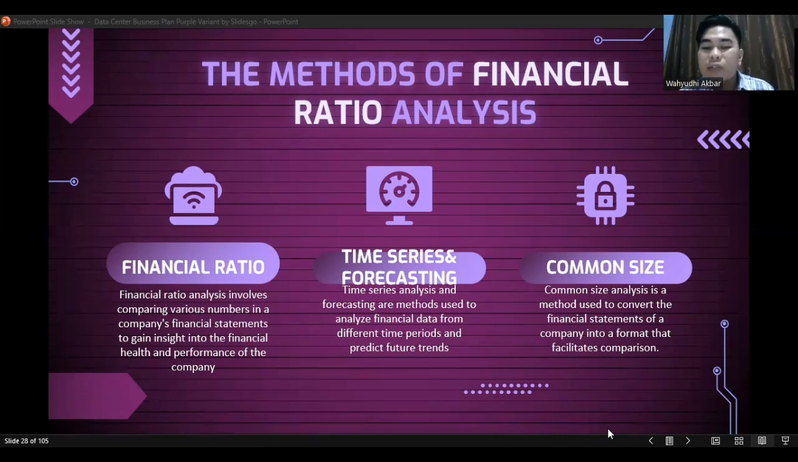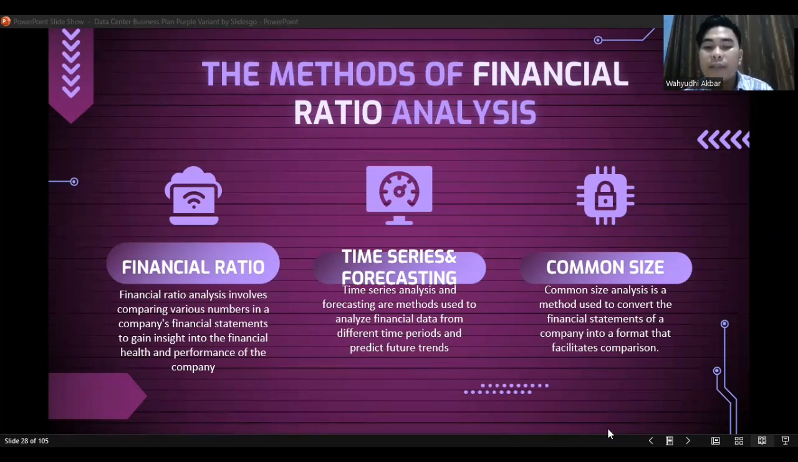The second one, we have time series analysis and forecasting. Time series analysis and forecasting are methods used to analyze financial data from different time periods and predict future trends. It involves the collection and analysis of historical data such as stock prices or company sales, and the use of statistical or mathematical techniques to identify patterns or trends in the data. Forecasting can help in better decision making and financial planning.